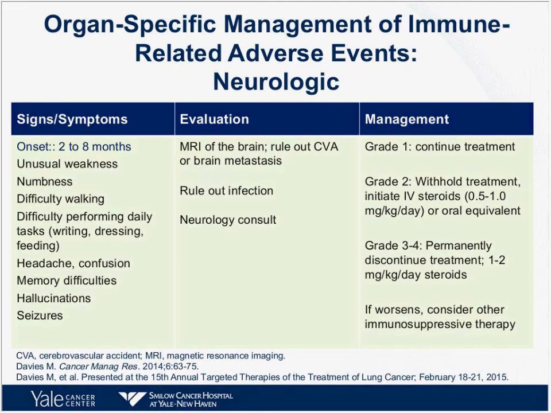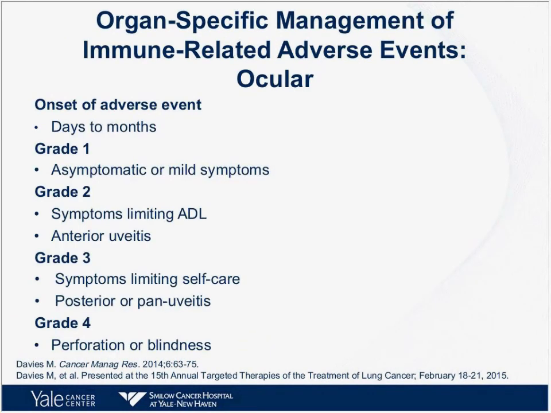For grade 1 toxicity, we continue on with therapy. For grade 2, again, steroid initiation, and once the patient is down to a grade 1, you can restart again. Grade 3 and 4 is permanent discontinuation of treatment. Ocular toxicities can develop days to months. Patients may be asymptomatic or have very mild symptoms.